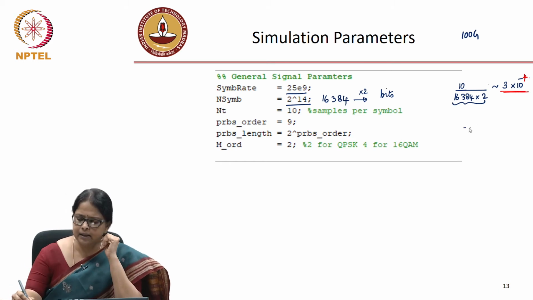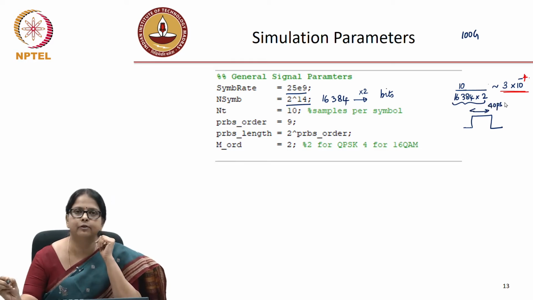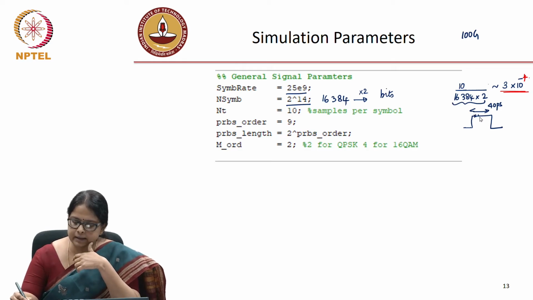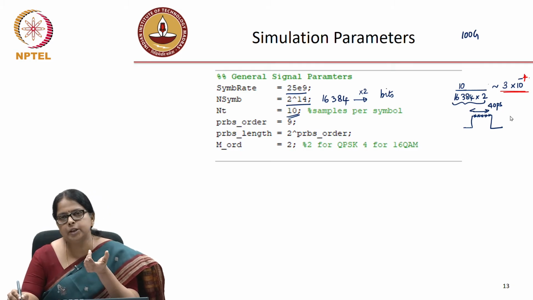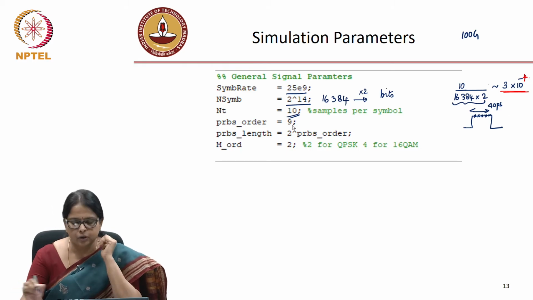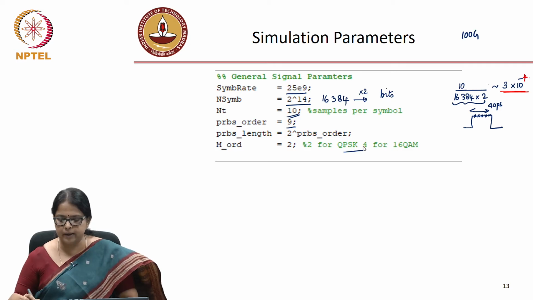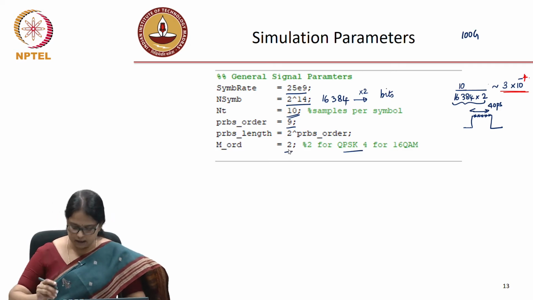Okay. And so, I have my symbol, and the symbol duration is about 40 picoseconds because I have chosen 25 gigabaud as my symbol rate. Let us say that each symbol is denoted by 10 sample points. I have 10 samples that represent the symbol, and the symbols are generated through random bits. So, I am using a PRBS order of 9, and I am using QPSK configuration. So, the number of bits per symbol is 2.